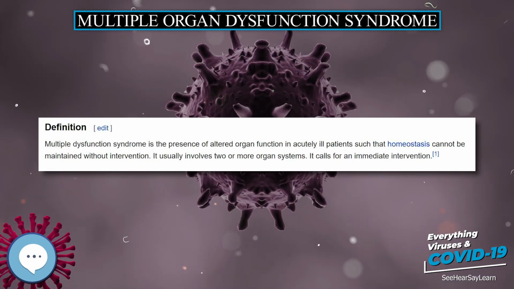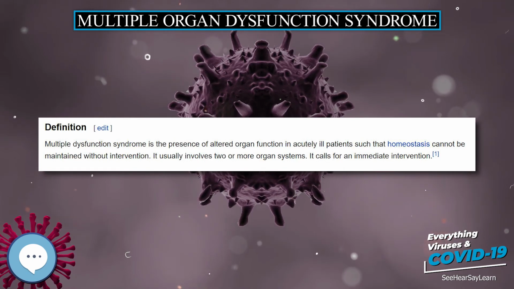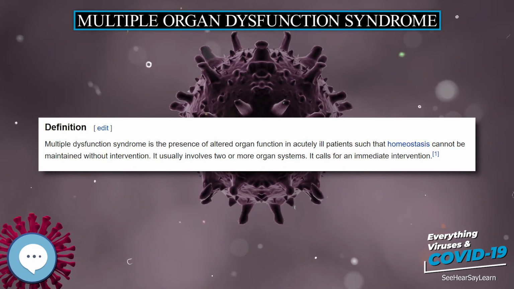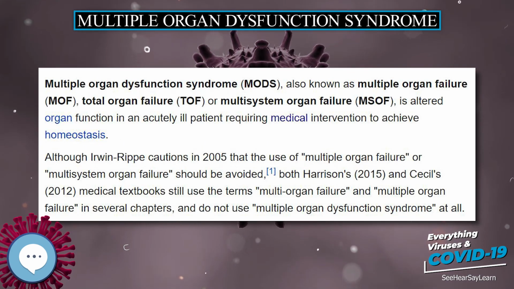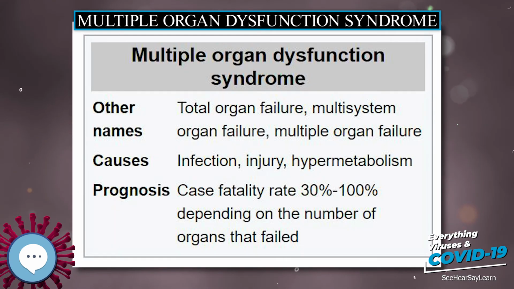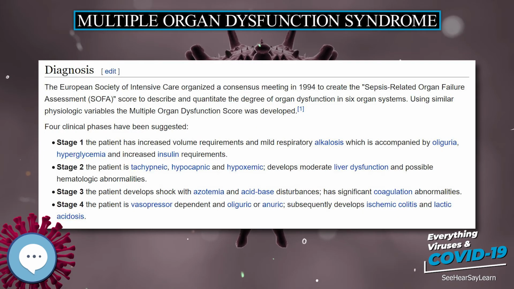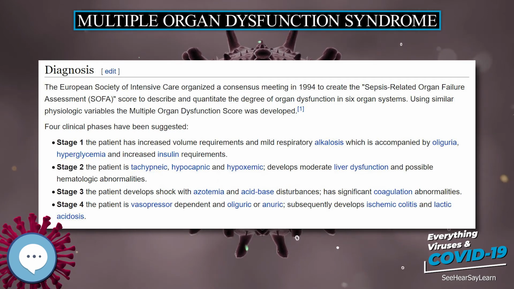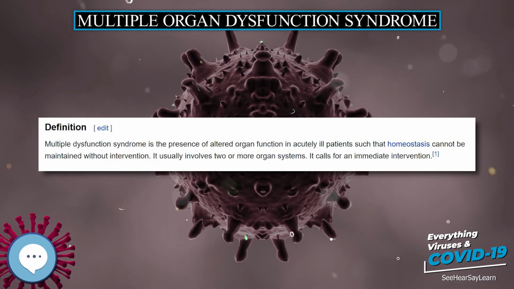Diagnosis. The European Society of Intensive Care organized a consensus meeting in 1994 to create the Sepsis-Related Organ Failure Assessment (SOFA) score to describe and quantitate the degree of organ dysfunction in 6 organ systems. Using similar physiologic variables, the Multiple Organ Dysfunction Score was developed. 4 clinical phases have been suggested.